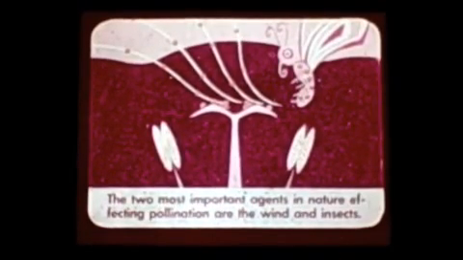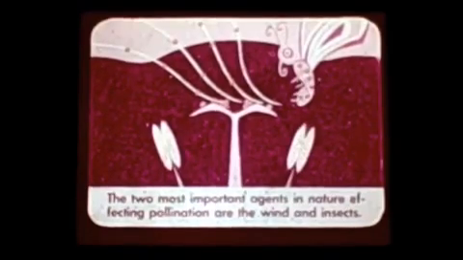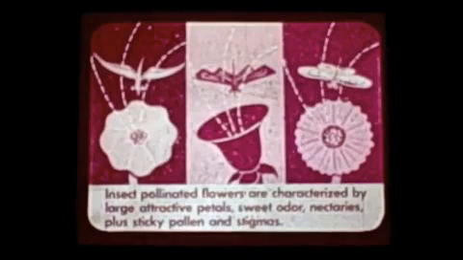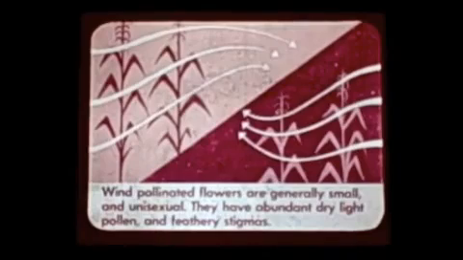The two most important agents in nature affecting pollination are wind and insects. Insect-pollinated flowers are characterized by large attractive petals, sweet odors, nectars, plus sticky pollen and stigmas. Wind-pollinated flowers are generally small and unisexual. They have an abundant, dry, light pollen and feathery stigmas.